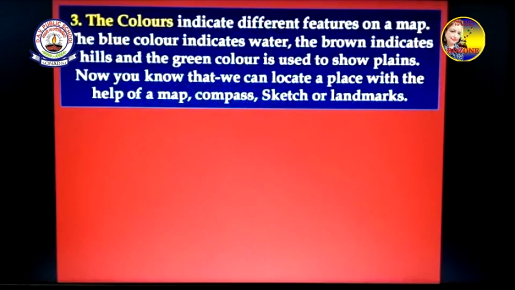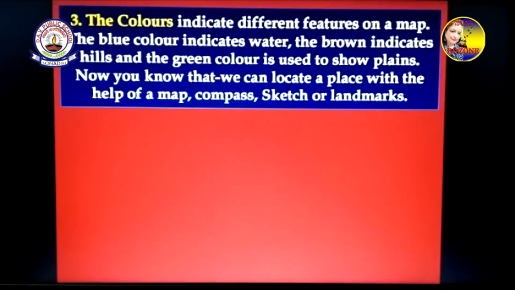The colors, this is another thing in the map which indicate different features on a map. The blue color indicates water. Wherever you see blue color, it means river, pond, sea. The brown indicates hills, and the green color is used to show plain area. So many more colors you will find there. And if you know these colors, that if blue color is there, that means it is a river or a sea, then you will be able to read the map properly.